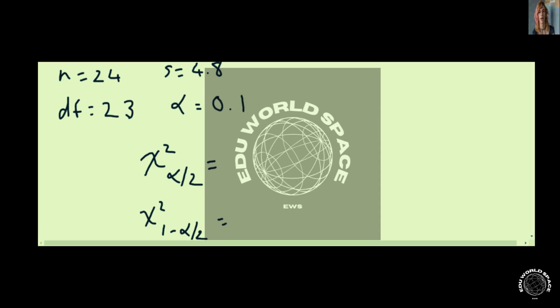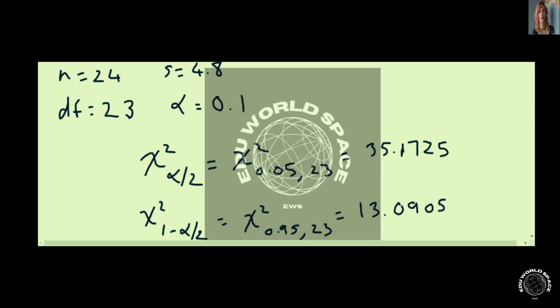Now using these, we can find the two critical values from the chi-square table. Chi-square alpha by 2 in our case is chi-square 0.05 with degrees of freedom 23. If you check the table, this value is 35.1725. Chi-square 1 minus alpha by 2 in our case is chi-square 0.95 with degrees of freedom 23. If you check the table, this value is 13.0905.